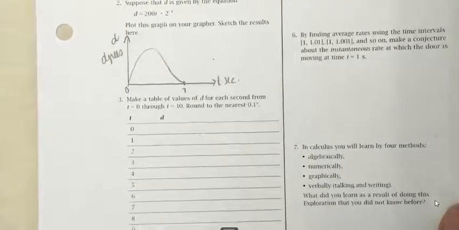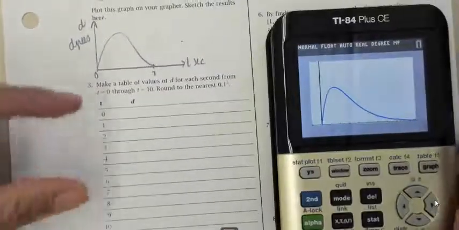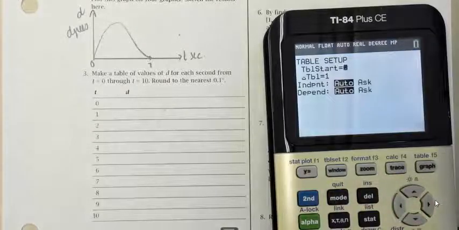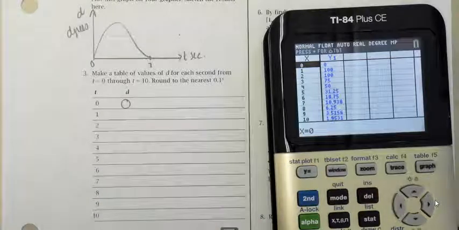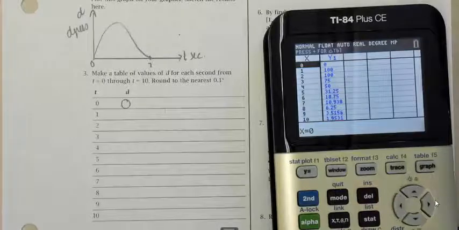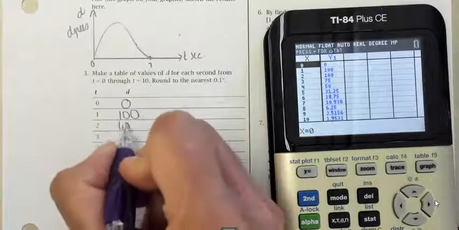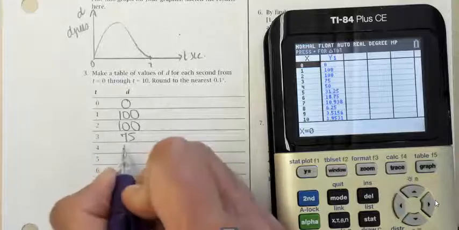All right, so number 3, we're going to make a table of values for D for each second from t equals 0 through t equals 10, and we'll round to the nearest tenth. Okay, so this is going to be numerically now, right, using a table. All right, so we'll set our table. We're going to start from 0, change by 1s, go all the way to 10. So here's my table. So there's 0 degrees at 0 seconds. At 1 second, we're at 100 degrees. At 2 seconds, another 100 degrees. 3 seconds, 75 degrees. 4 seconds is 50.